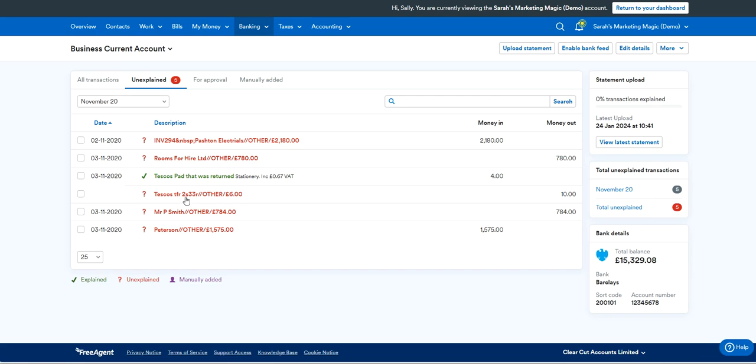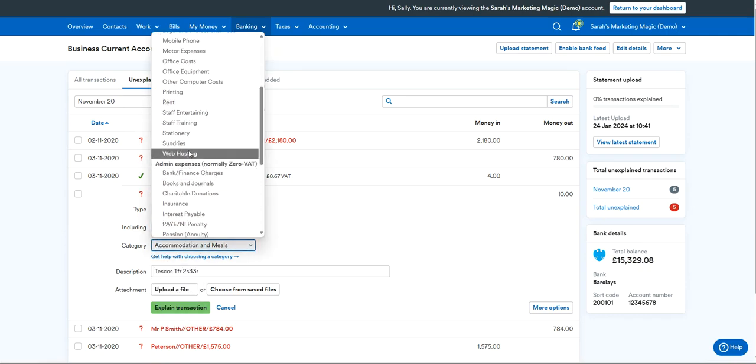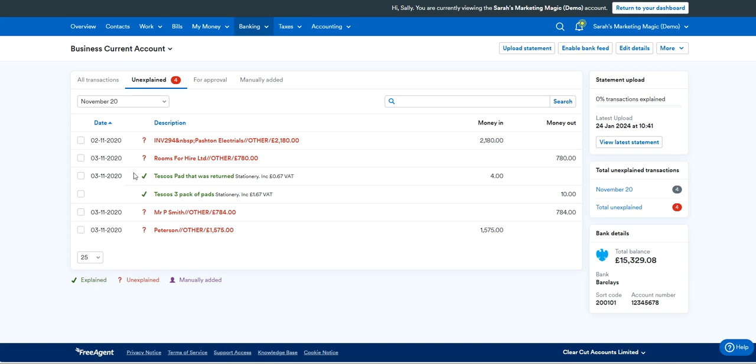So you now have a red line that's been created of £10, and it's very easy to say that's a payment, it's 20% back. This is also going to go to stationery, and we're going to change it to Tesco's pack of pads. And we're going to attach the receipt and explain the transaction. So now from one line that was £6, you now have one line that says you've had a £4 refund and one line that says you have £10 that you've spent. Both of the receipts have been attached, both of the items have been explained, and that's resolved the problem.